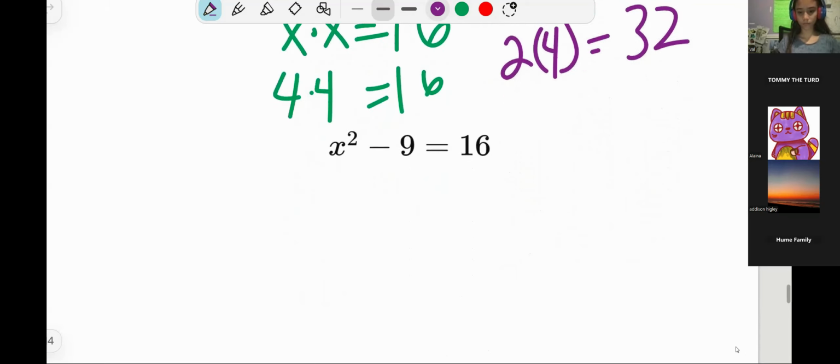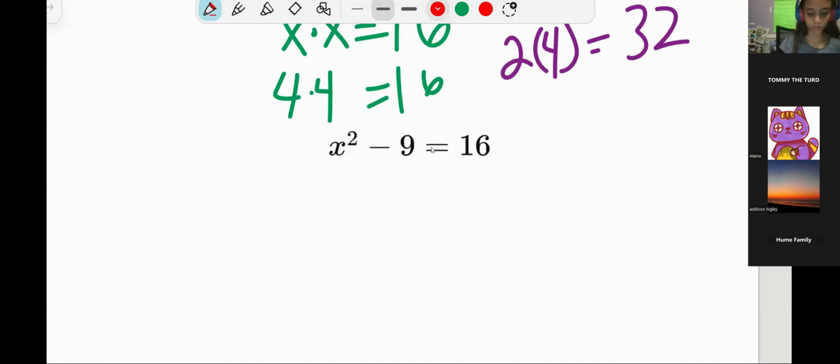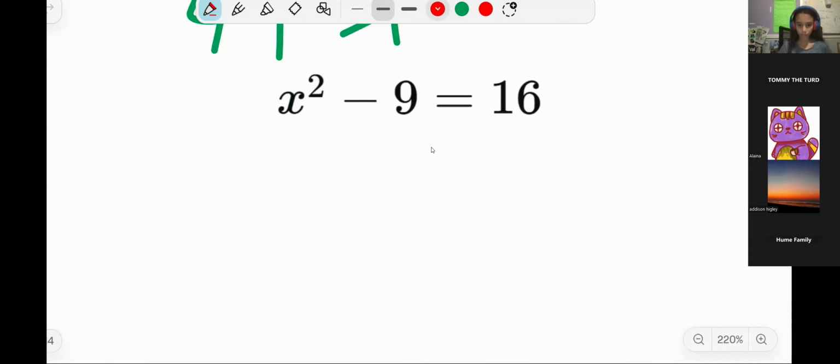All right, and similar down here, we have an equation where x squared minus 9 equals 16. We've got two operations here. I've got to get rid of subtract by adding.